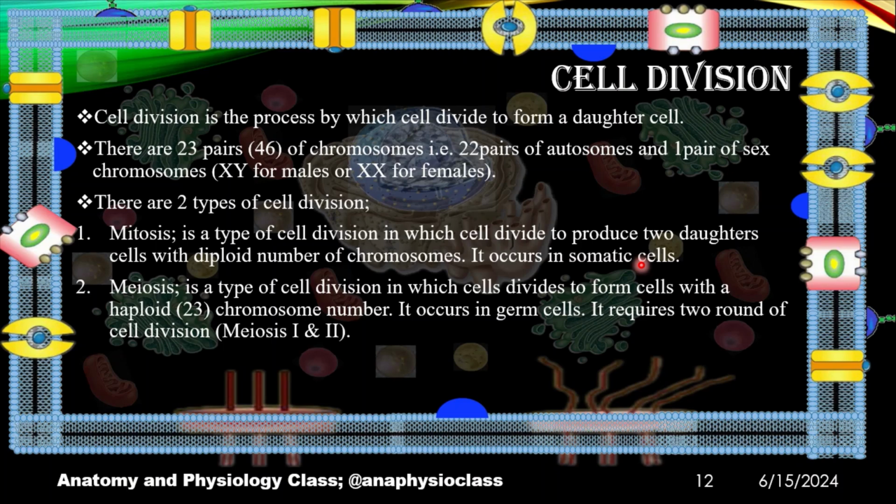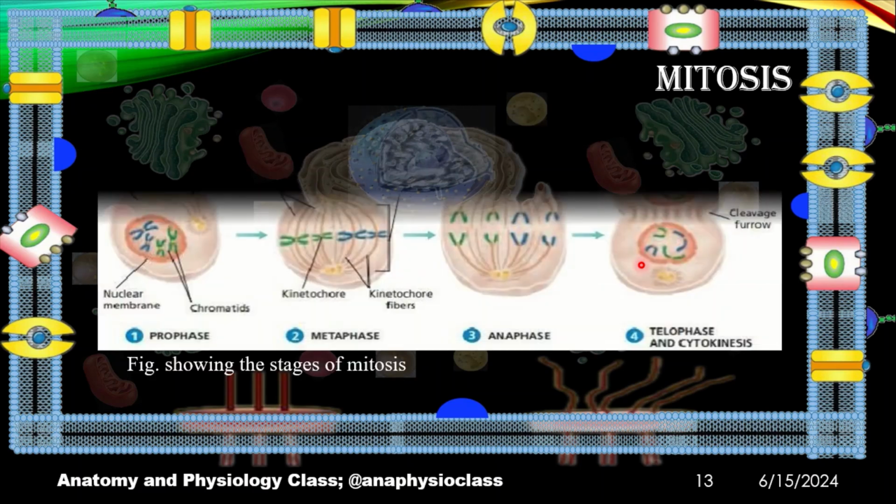So meiosis is a type of cell division whereby a cell divides to form four daughter cells, or to form cells with haploid chromosome number. Or you can say meiosis is a type of cell division that occurs in germ cells, and it requires two rounds of cell division. Why, we are going to see later. Now let us start with mitosis.